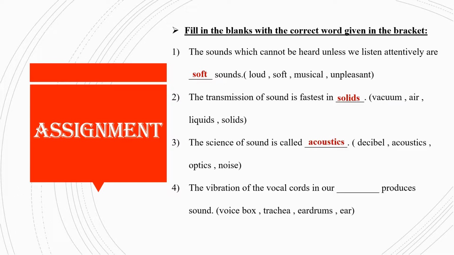Now the fourth fill in the blank. The vibration of the vocal cords in our dash produces sound. And the options are voice box, trachea, eardrums, and ear. Yes, the vibration of the vocal cords in our voice box produces sound.